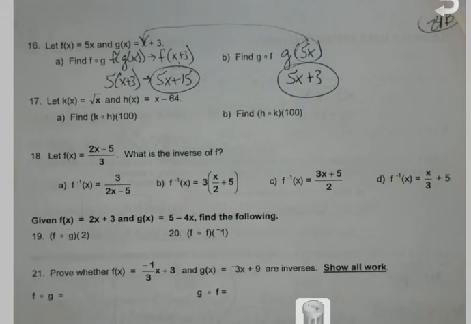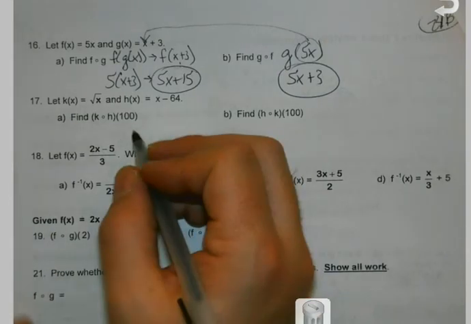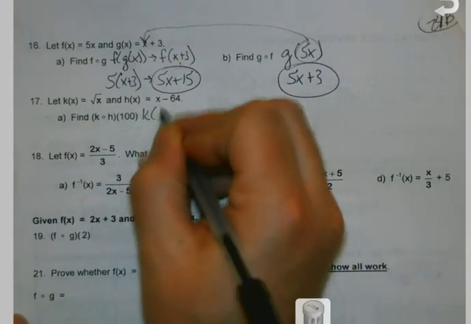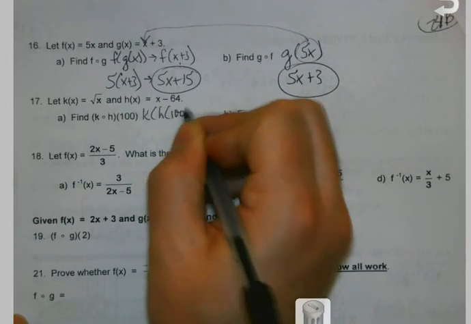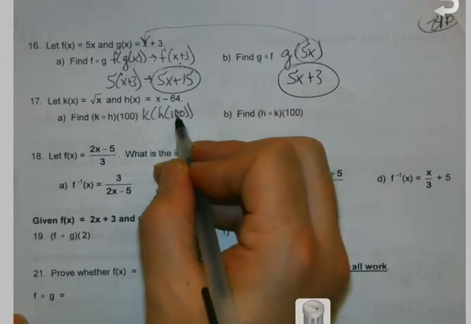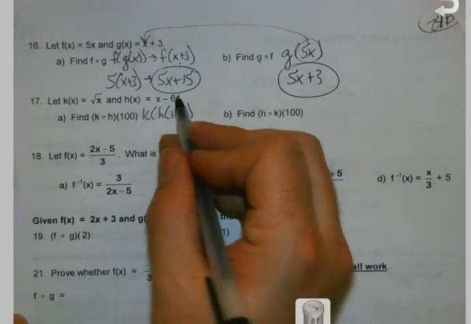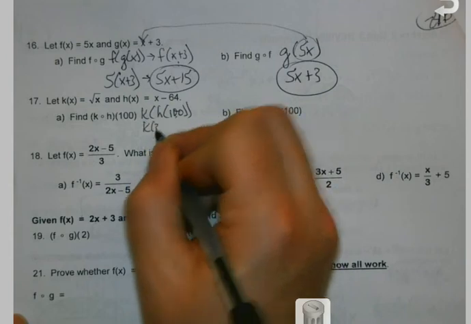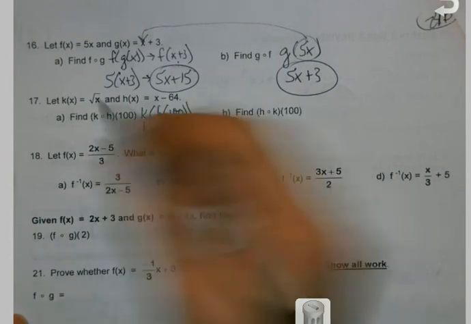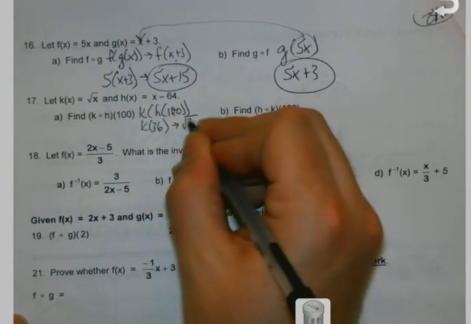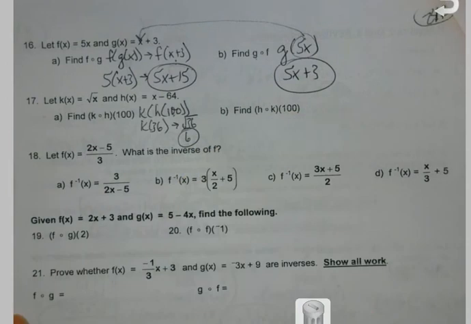Okay, k of x is square root of x. H of x is x minus 64. K of h of 100. So k of h. So stick 100 in the h. 100 minus 64 is 36. And then stick that in. Square root of 36 is 6. I'm good.